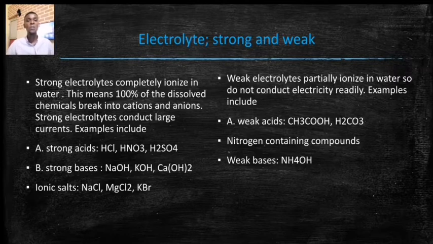Go for organic substances, not acids. Don't go for organic acids. Look for organic substances such as sugar. Usually sugar will be part of the options, and you can have other carbohydrates as part of the options. Go for those ones. They are non-electrolytes. So strong acids are strong electrolytes, weak acids are weak electrolytes, and it goes the same for strong bases and weak bases.